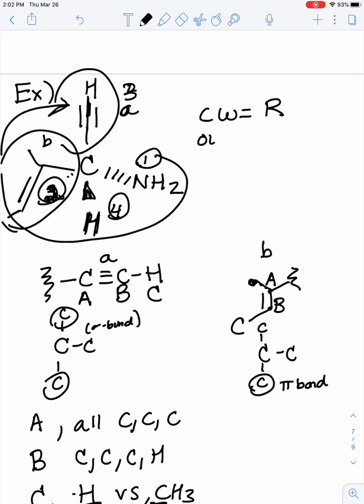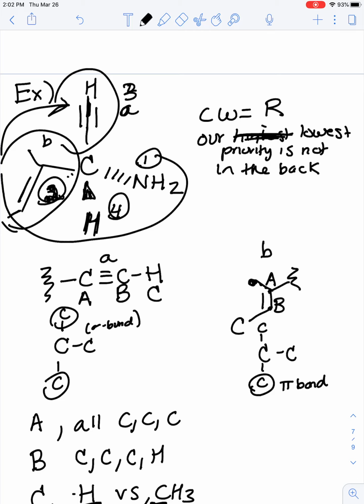But what you'll notice is our lowest priority is not in the back. So we will flip the configuration. So that would mean that this has an S configuration.